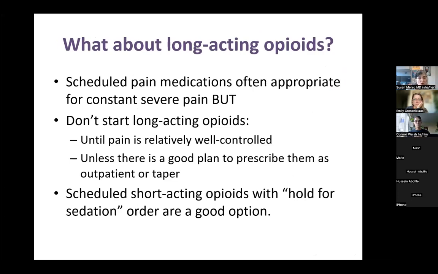What about the OxyContin in this question? Scheduled pain medicines are often appropriate for constant severe pain, but I don't start the long-acting oral opioids until A, the pain is relatively well controlled, and B, unless we're sure that this patient can take them as an outpatient or taper them down. So instead of that, I'll use scheduled short-acting opioids. If somebody has cancer pain, and we'll talk about this in a minute, I will prescribe oxycodone 10 milligrams every 4 hours, scheduled, hold for sedation, patient may refuse.